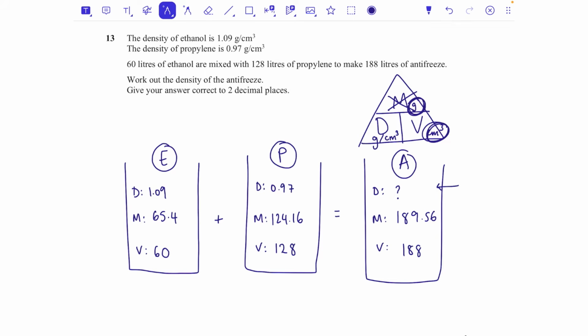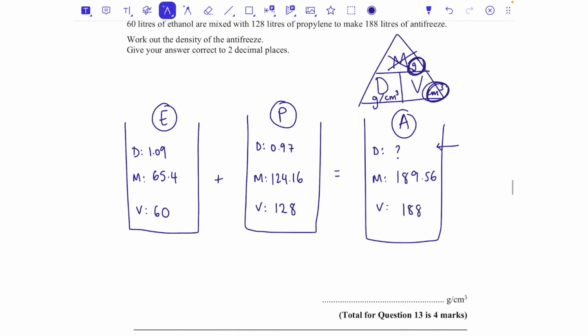So 189.56 divided by 188, and that gives me a final answer. Let's write down what I've done there. 189.56 divided by 188, which equals 1.0082978. We want our answer to two decimal places, so 1, 2, but the 8 rounds up. 1.01 would be our final answer for that one.